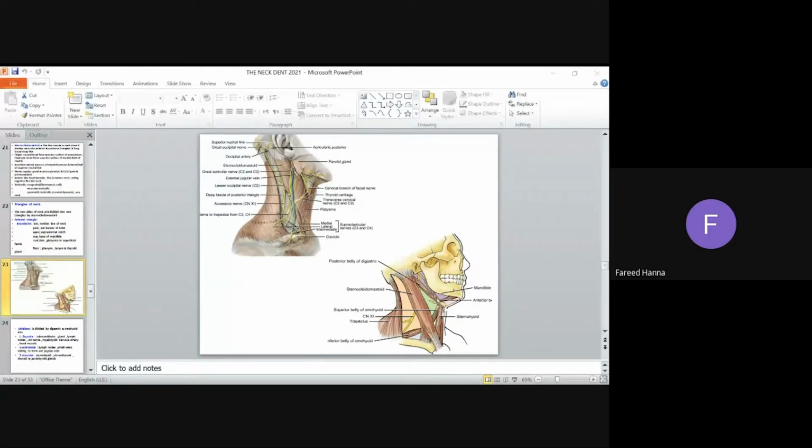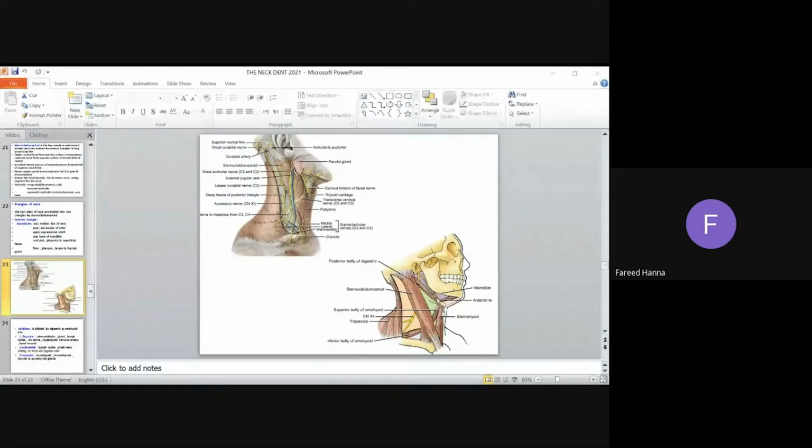Below, here we have the superior belly of omohyoid, the anterior median line, and then the anterior border of sternocleidomastoid muscle. This triangle, bounded by the superior belly of omohyoid, the anterior median line, and the anterior border of sternocleidomastoid, is called the muscular triangle below the hyoid bone. It contains the strap muscles, the sternohyoid, and deep to it, sternothyroid and thyrohyoid muscles. This is called the muscular triangle.